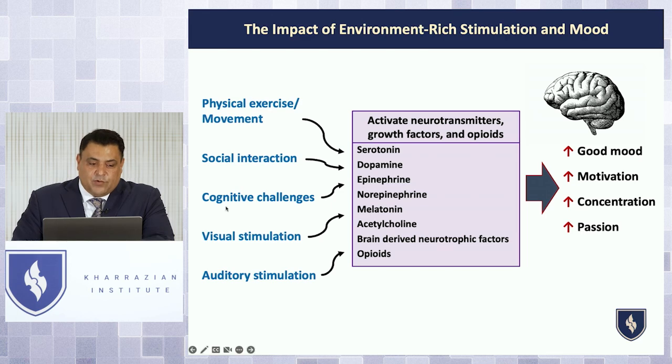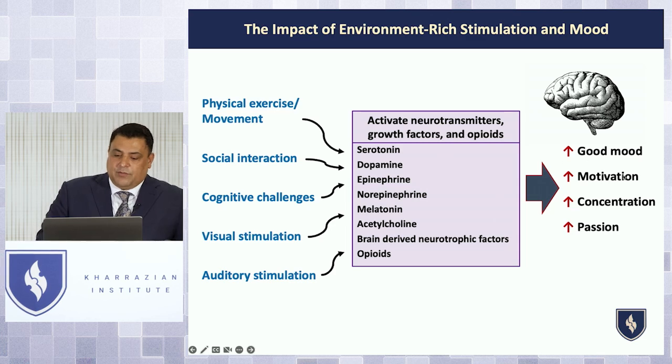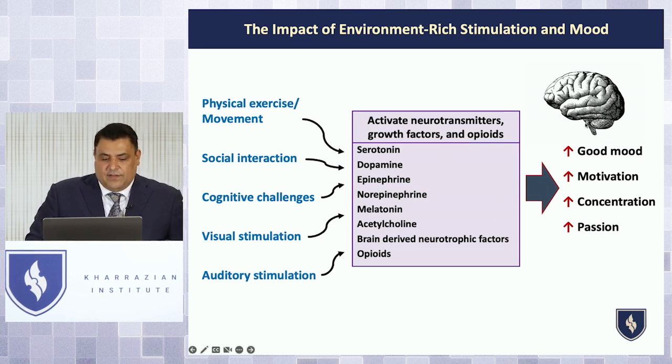At the same time, if someone has movement, exercise, social interaction, cognitive challenges, visual stimulation, auditory stimulation, they can get good mood, motivation, concentration, and passion, right? So it's one of those things that's really critical. And people in a state of depression don't want to move and exercise and socially interact and take on cognitive tasks or challenges. They don't want to do anything. But once they can get into it, a lot of times that's the way out of the depression pathways.